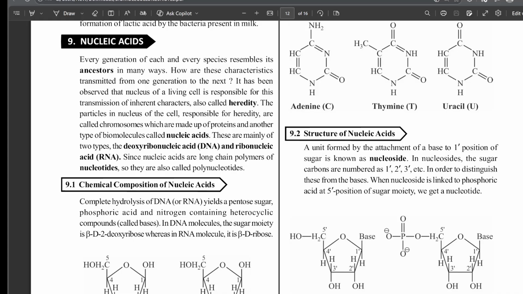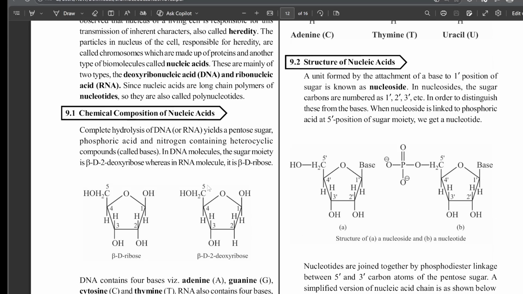Now let's continue with the DNA part, or nucleic acid part. Nucleic acids are mainly of two types, deoxyribonucleic acid and ribonucleic acid, that is DNA and RNA. Since nucleic acids are long chain polymers of nucleotides, they are also known as polynucleotides. Now chemical composition of a nucleic acid. On complete hydrolysis of DNA or RNA, it yields a pentose sugar, a phosphoric acid, and a nitrogen containing heterocyclic compound, which is also known as a nitrogenous base.